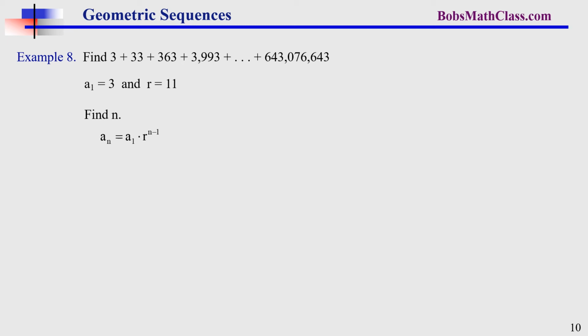So the 643,076,643, we're going to let that be the a sub n so that we can find out which term it is. So that's going to go on our left-hand side. And then, of course, the a1 is 3 and the r is 11. That's going to go on the right-hand side.